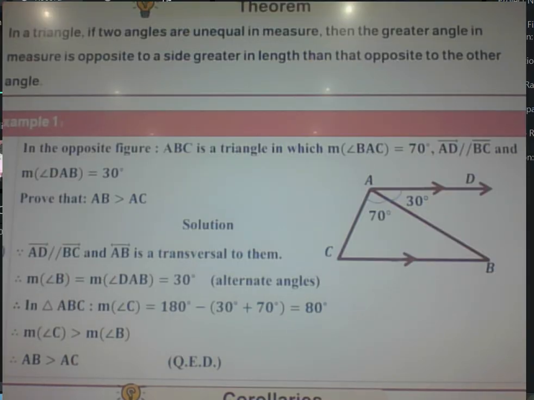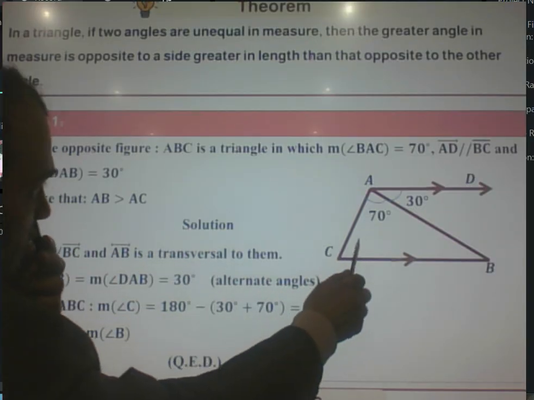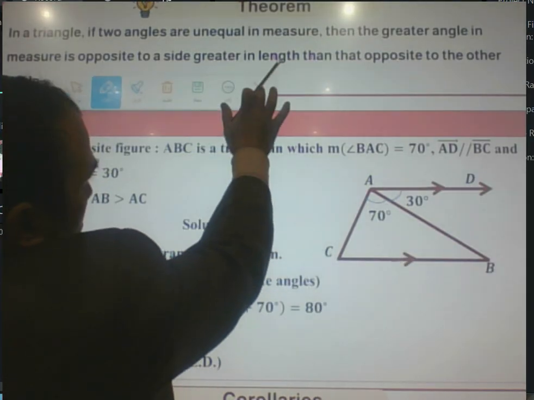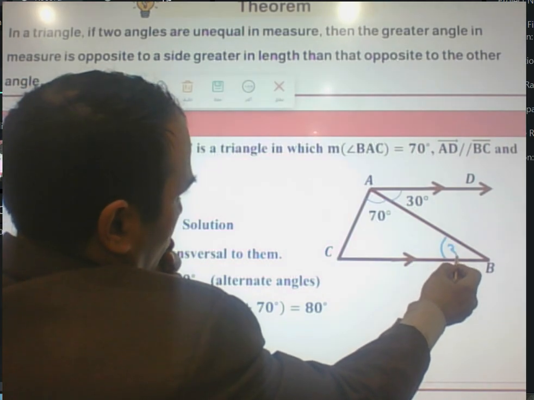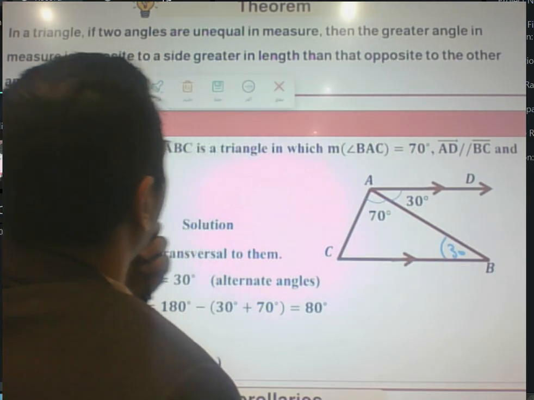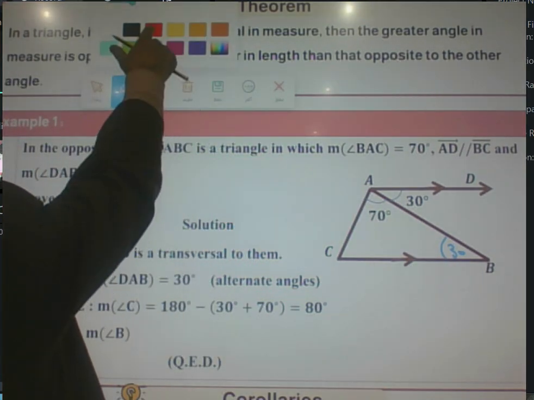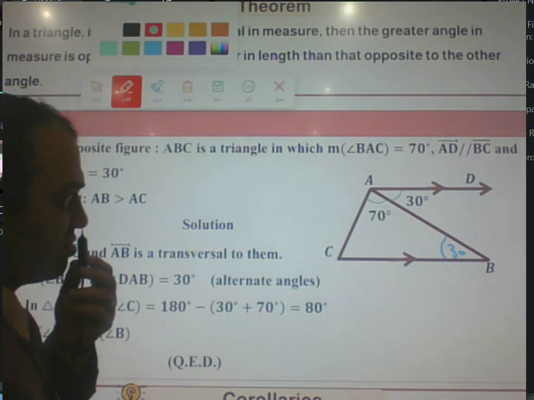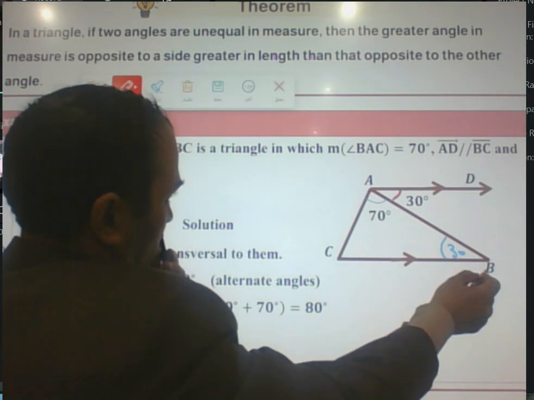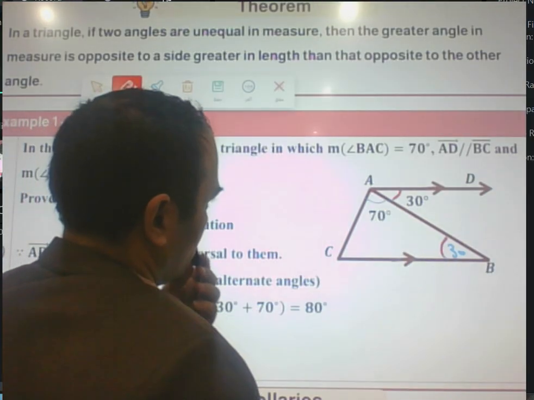Like this question, we have a triangle. In this example, we have the measure of angle B equals 30 degrees. We call it alternating angles because we have two parallel sides here, ED parallel to CB, and AB is a transversal of them. Then the measure of angle DAB equals the measure of angle ABC, which equals 30 degrees.